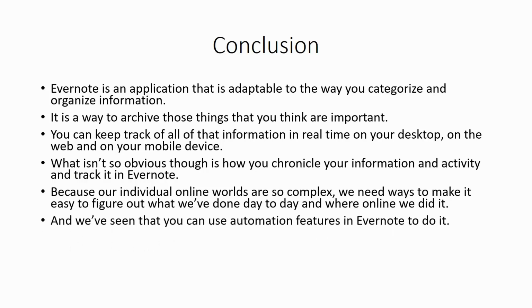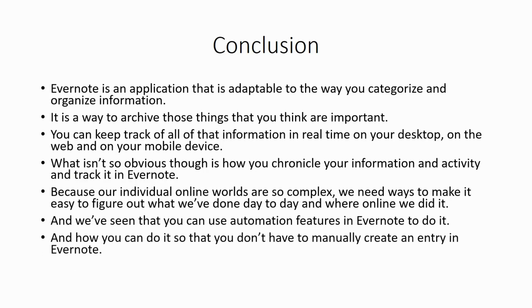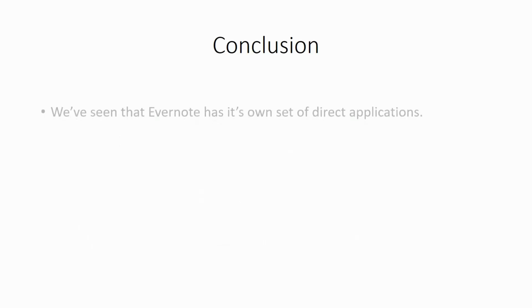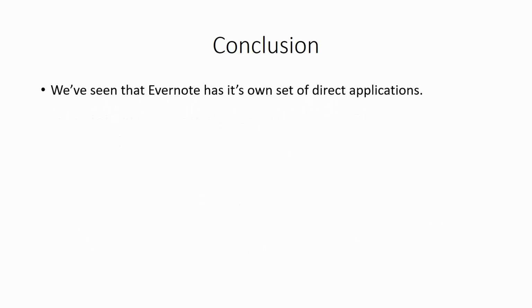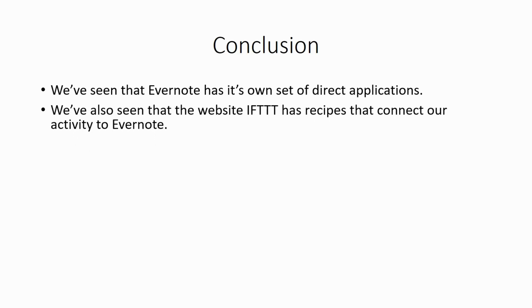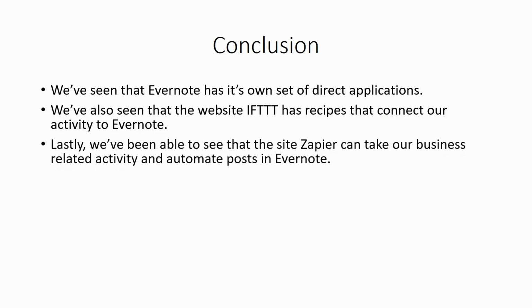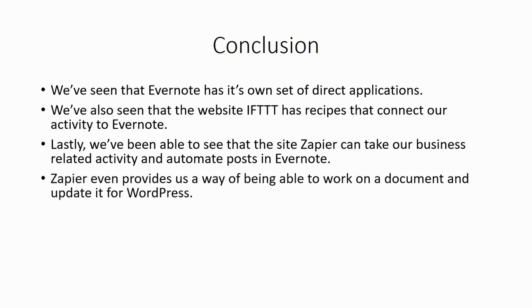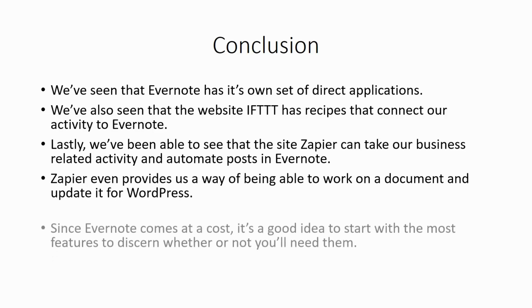And we've seen in this course that you can use automation features in Evernote to do that. And how you can do it so that you don't have to manually create an entry in Evernote. And we've seen that Evernote has its own set of direct applications. Now we've also seen that the website IFTTT has recipes that connect our activity to Evernote. And lastly, we've been able to see that the site Zapier can take our business-related activity and automate posts in Evernote. Zapier even provides us a way of being able to work on a document and update it in WordPress.